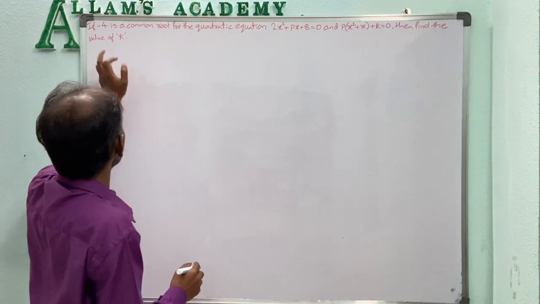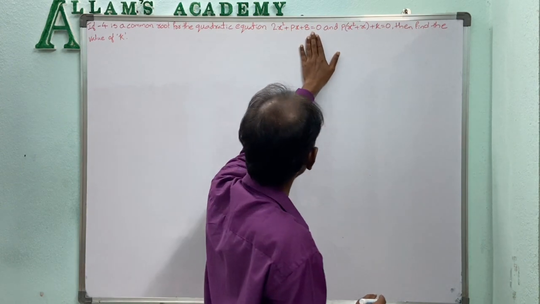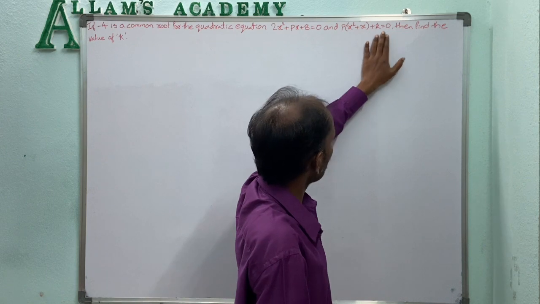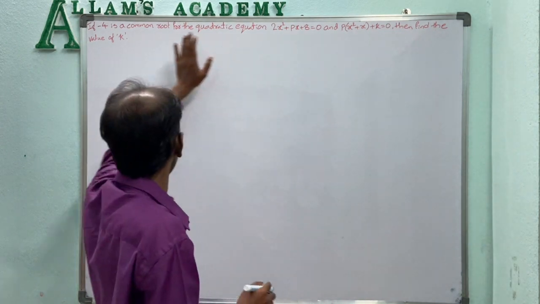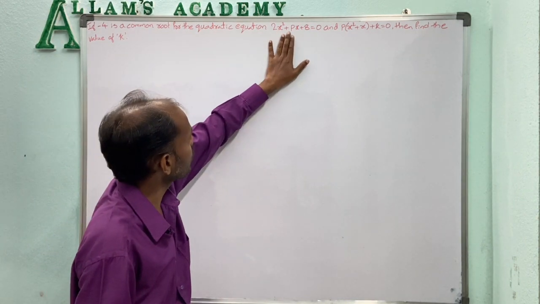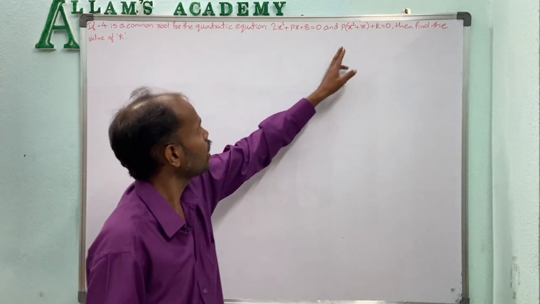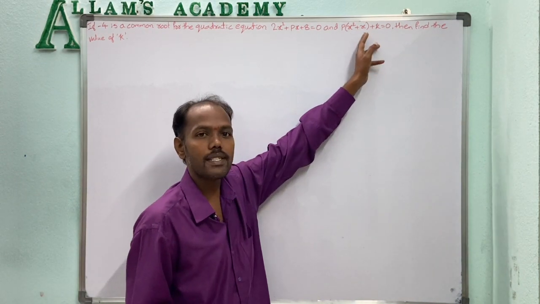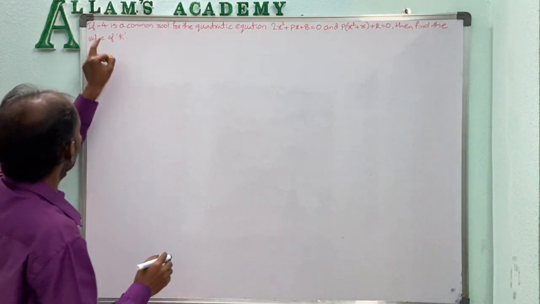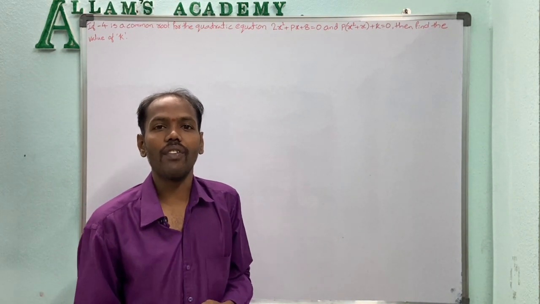Here the given problem is, if minus 4 is a common root for the quadratic equation 2x square plus px plus 8 equal to 0 and p of x square plus x plus k equal to 0, then find the value of k. Here we are given two quadratic equations: 2x square plus px plus 8 equal to 0, and the other quadratic equation is p of x square plus x plus k equal to 0. For these two quadratic equations, minus 4 is a common root. Then we want to find the value of k.